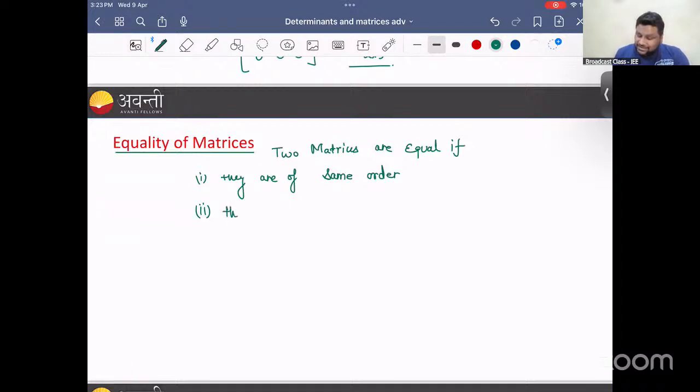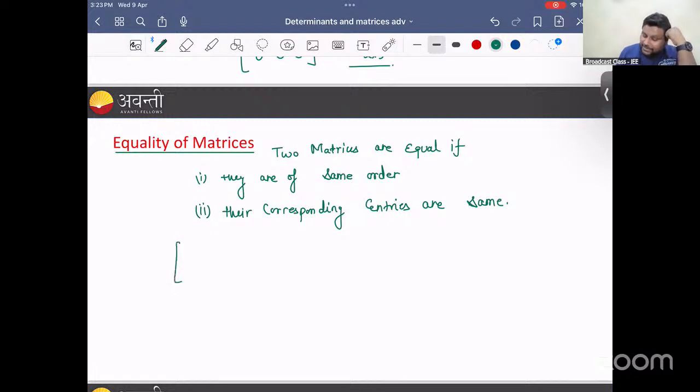Second, their corresponding entries are same. They are of same order and their corresponding entries are same. That means a matrix of order 2 by 3 can never be equal to a matrix of order 3 by 3. So first of all, order should be same.